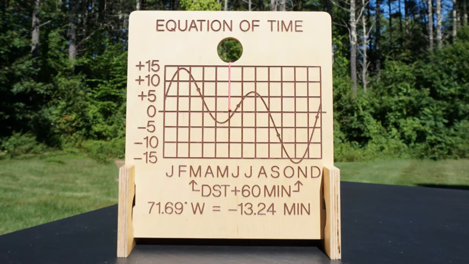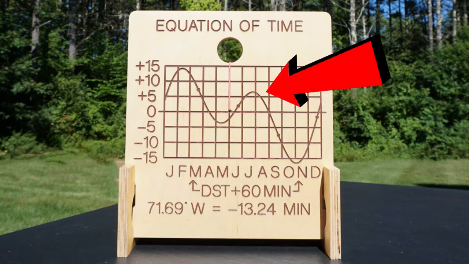In the previous video, Sundials and Longitude, we reviewed two of the three time corrections needed to convert sundial time to clock time. Those were daylight saving time and a value for our position of longitude within the time zone. This video explains the third correction, the equation of time.